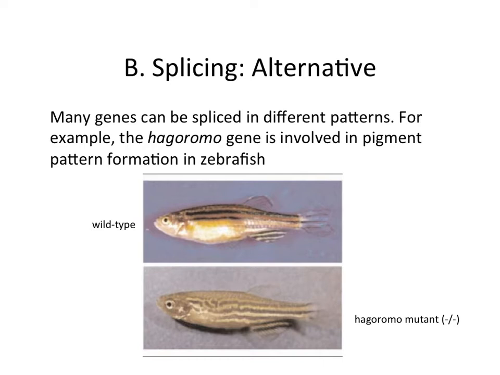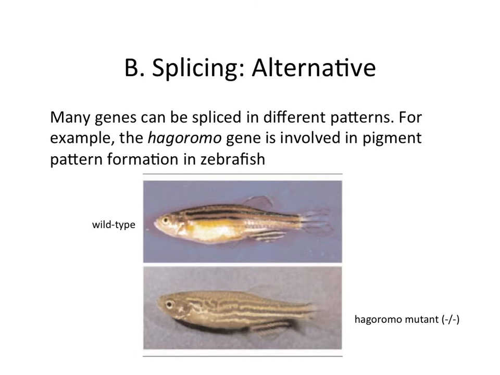Now this fish on the bottom is a zebrafish, just like the one on the top, but it is mutant, homozygous, for this gene. So this gene has a loss of function mutation. The Hagoromo protein isn't produced. And look what happens to the pigmentation pattern. Those nice, clean, horizontal stripes are now disrupted. You get sort of blotches, right? Not clean stripes anymore. The pigmentation pattern is messed up a bit.